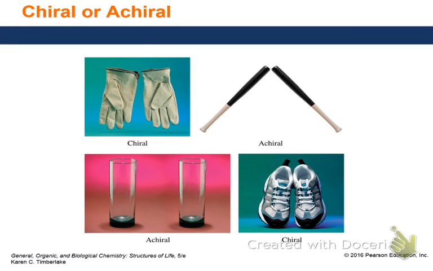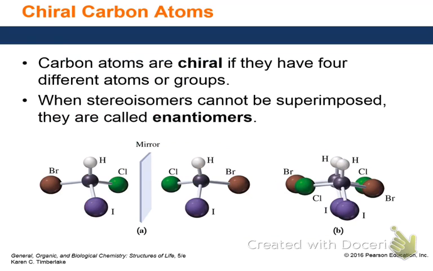By the way, shoes are chiral. A mug, like a glass like this, that's perfectly symmetric, is achiral. Right? And again, any carbon that has 4 different groups on it can be chiral, and that means there's 2 versions of it. There's a left-handed version and a right-handed version. That pair are called enantiomers. That's the word.